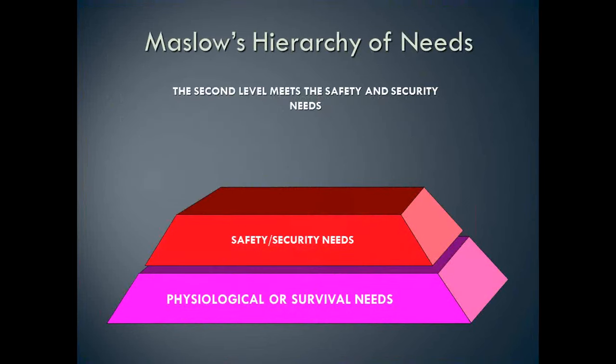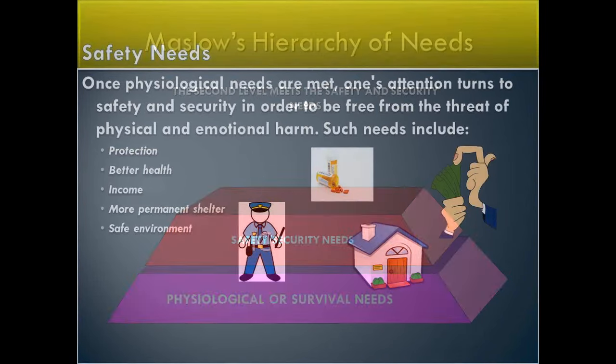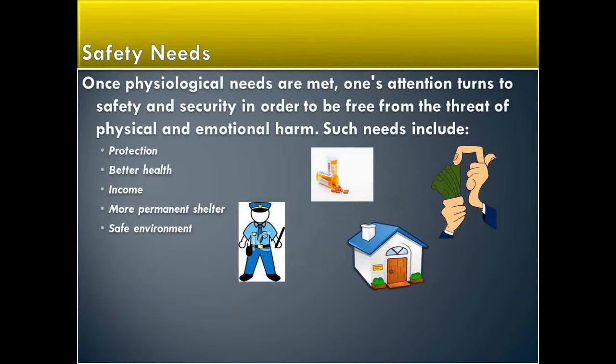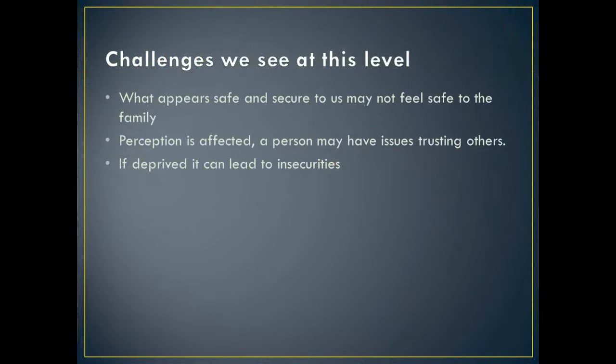The second level that Maslow discusses meets the safety and security needs. Once physiological needs are satisfied, one becomes interested in finding stability, protection, and a safe environment. They now need structure and predictability in their life. They want a home, a safe environment, a doctor's appointment, and regular income.